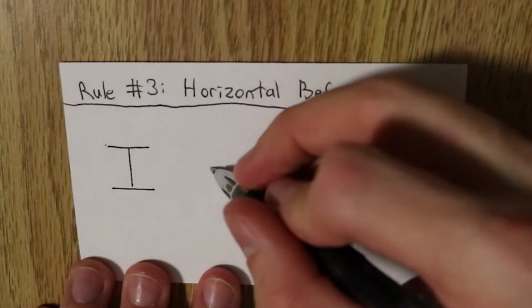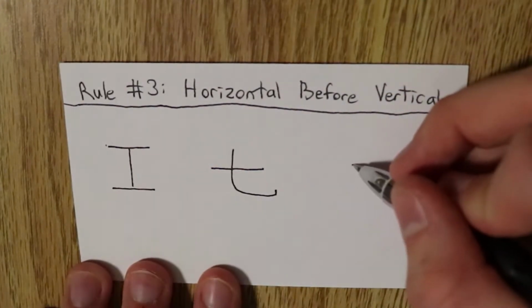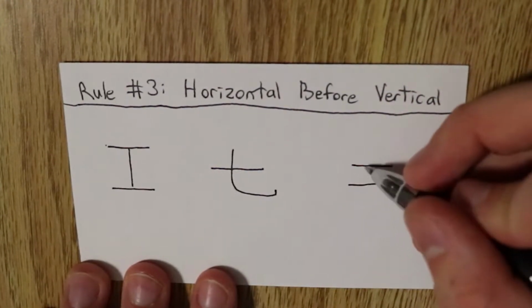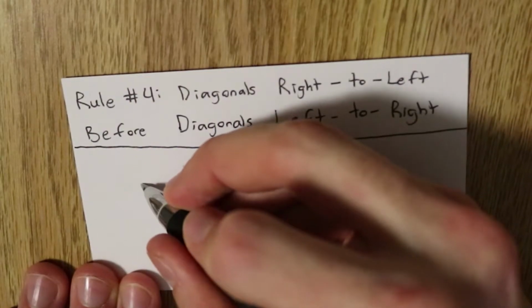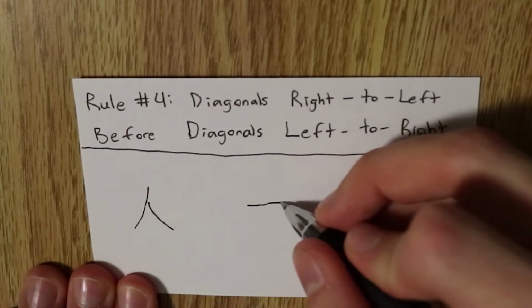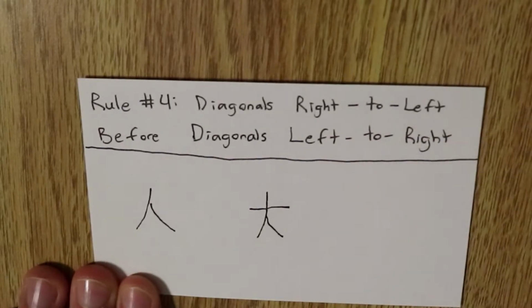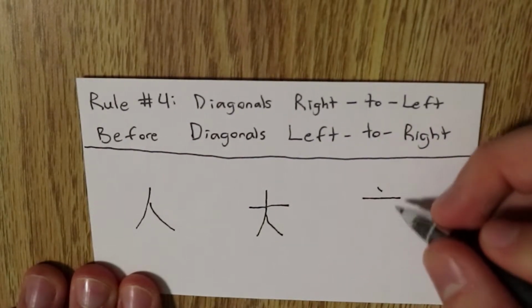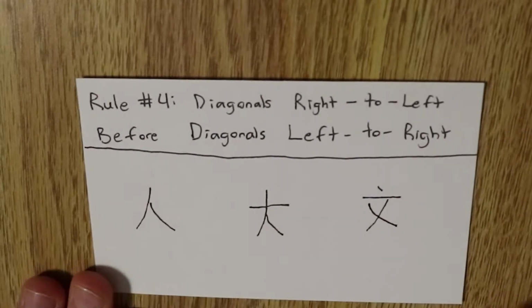So rule number 3 is horizontal before vertical. This kind of applies to most characters, in a general sense. You usually write out the horizontal strokes before your vertical strokes. And so we have some examples here as I write it out. Just as another general rule, if you have diagonals in your character, then it's a safe bet that rule number 4 applies to them, which is that diagonals right to left before diagonals left to right should apply. So we have these 3 characters, ren, da, and wen.